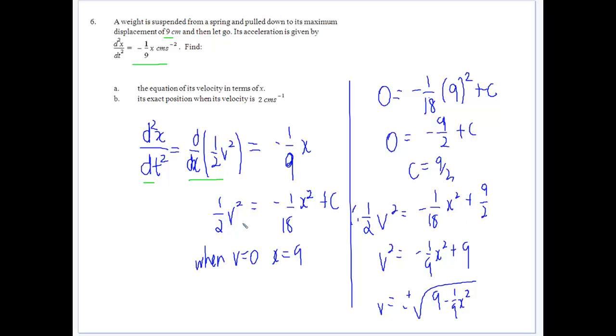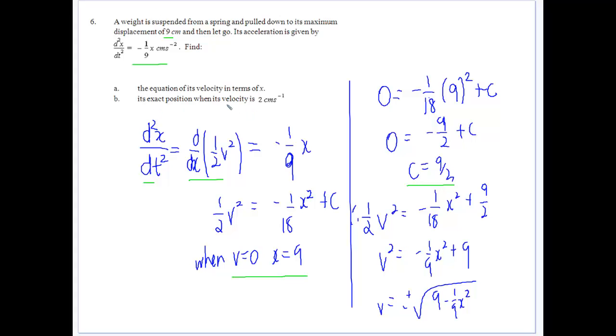So we integrate: a half v squared is equal to minus 1 on 18 x squared plus c, and we know when it's pulled down to its maximum displacement, it's not actually moving, but its position is 9. That allows us to get our constant of 9 over 2. So a half v squared equals minus 1 on 18 x squared plus 9 on 2. Multiply through by 2, and we get the velocity being plus or minus the square root of 9 minus 1/9 of x squared. We say plus or minus because it's going to move in both directions, so it varies in terms of x.